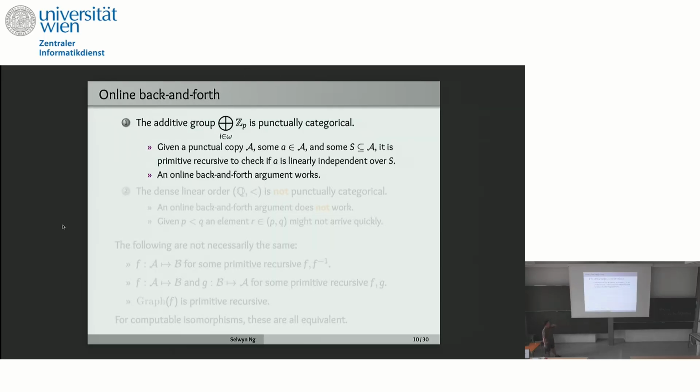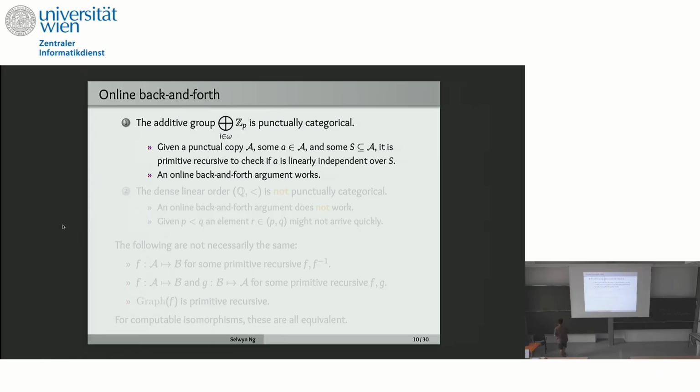Okay, so just as an example, if you look at the additive group of infinitely many copies of Z_p, you can think of this as an infinite dimensional vector space over a finite field. This is functionally categorical because if I give you two copies of this group, then you could efficiently match up elements in one with the other, because the only thing you need to know is whether the next element is linearly dependent over the finitely many elements from before, and this decision can be made efficiently because the field is bounded, right? There are only p many coefficients, so there is no need for an unbounded search, right? You know exactly how many steps you take to figure out whether the next element is independent over the previous ones. So online back and forth in this case works.